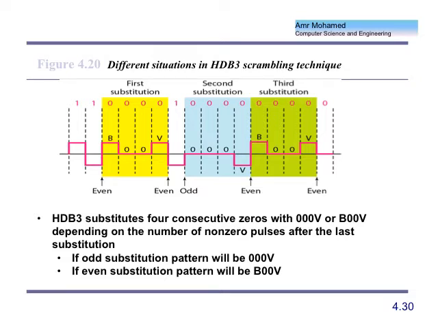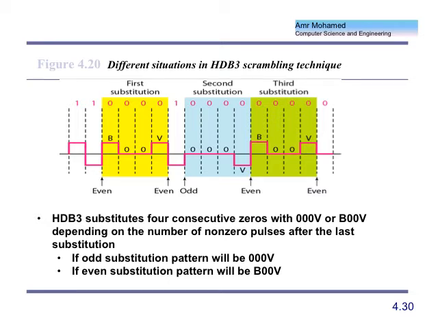Right? So here, for example, I have 2 changes, which is even. So then I have 4 zeros. So I'm going to interpret the 4 zeros as B00V. Then I have 1. 1 is always opposite the previous non-zero voltage. Right? So if this is positive, then this should be negative. If this is negative, this should be positive. And then I have 4 zeros after that.